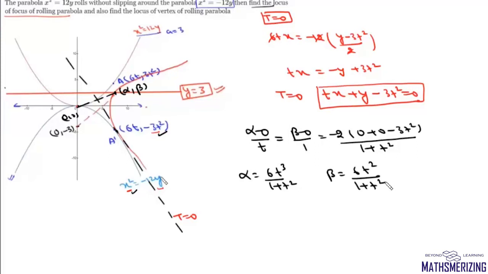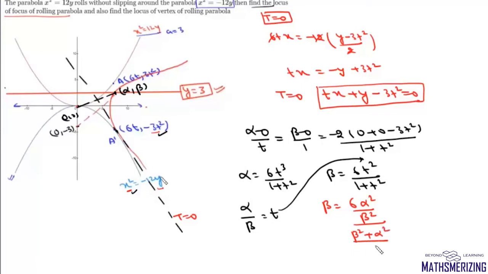Now we need to eliminate t from these two expressions. What we'll do is divide the first by the second. Then we can write alpha upon beta, and here 6 will cancel, 1 plus t square will cancel, and t square will also cancel. So we get alpha upon beta as t. Now we'll put the value of t in the second equation. Then we can write beta equals 6 alpha square upon beta square, upon beta square plus alpha square upon beta square, so the beta square will cancel.